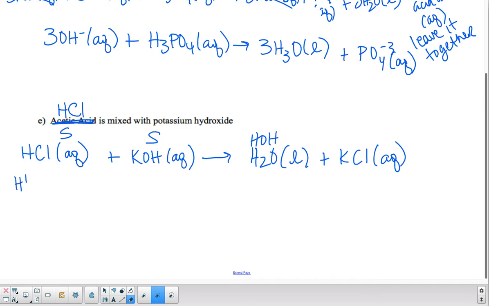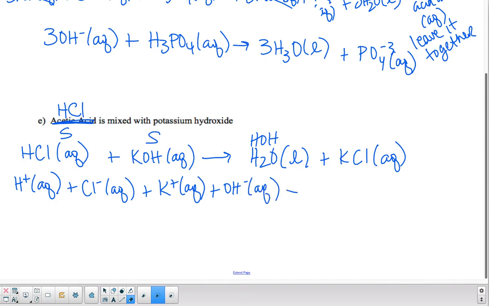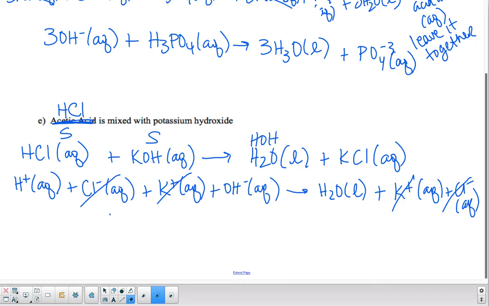We have H plus aqueous. Because it is a strong acid, it will 100% dissociate, plus Cl minus aqueous, plus K plus aqueous, plus OH minus aqueous gives you H2O liquid plus K plus aqueous plus Cl minus aqueous. What goes away? Yep, your potassiums and your chlorides, leaving us the following equation.